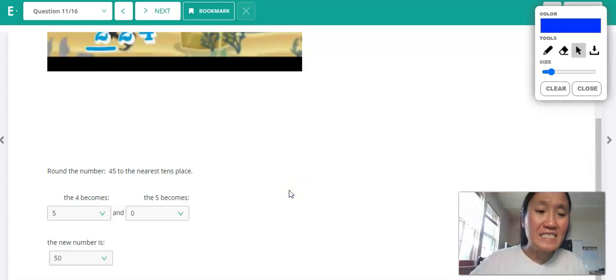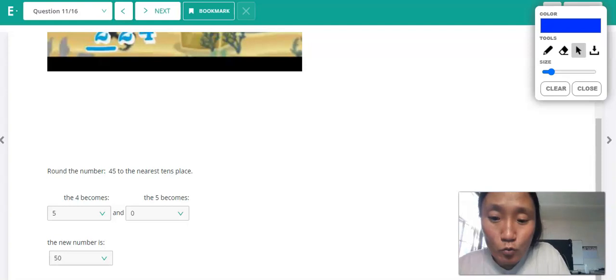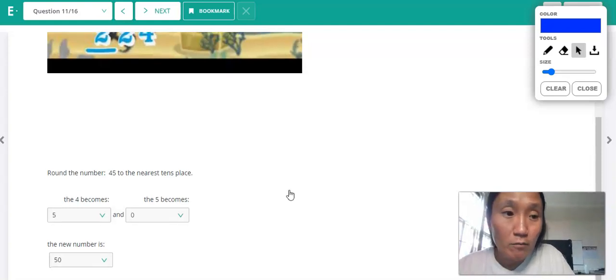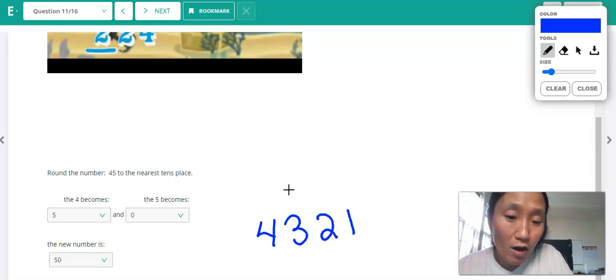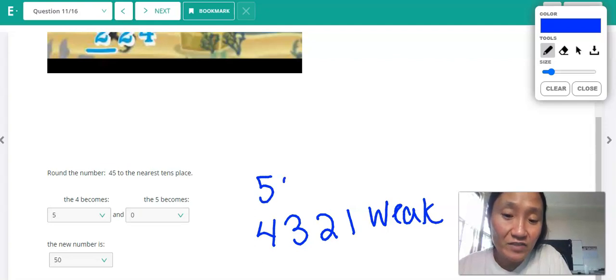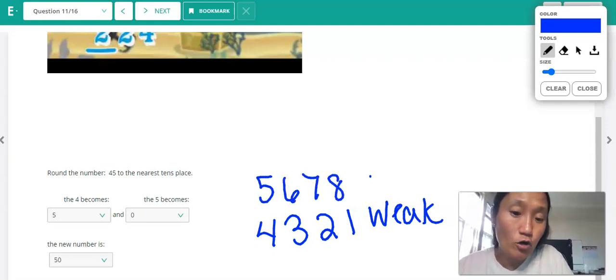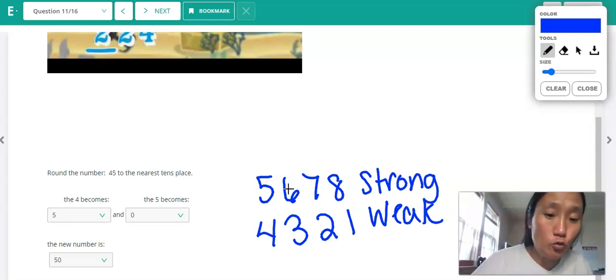But then you're like, oh, but Mrs. Nelson, if the number is weak, remember numbers 4, 3, 2, 1, those are weak. And numbers that are 5, 6, 7, 8 are strong. So let's write another number down so that you can think about this just a little bit more.